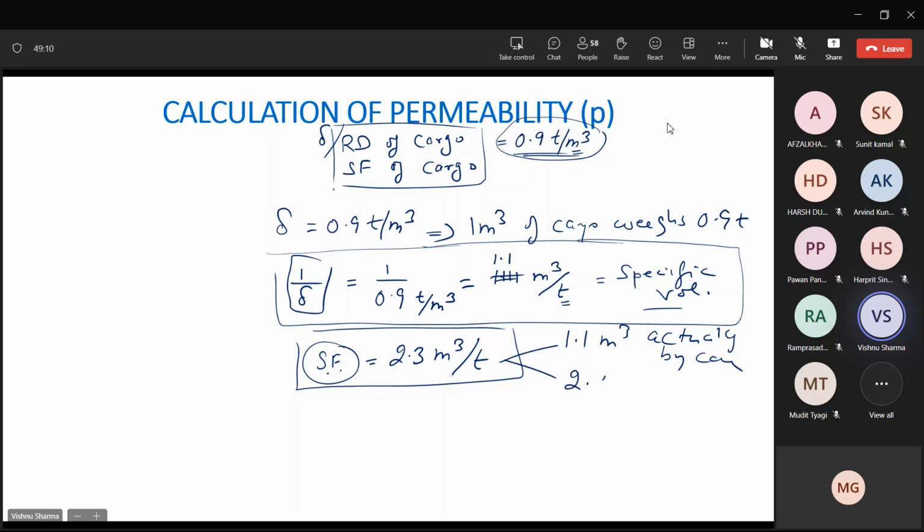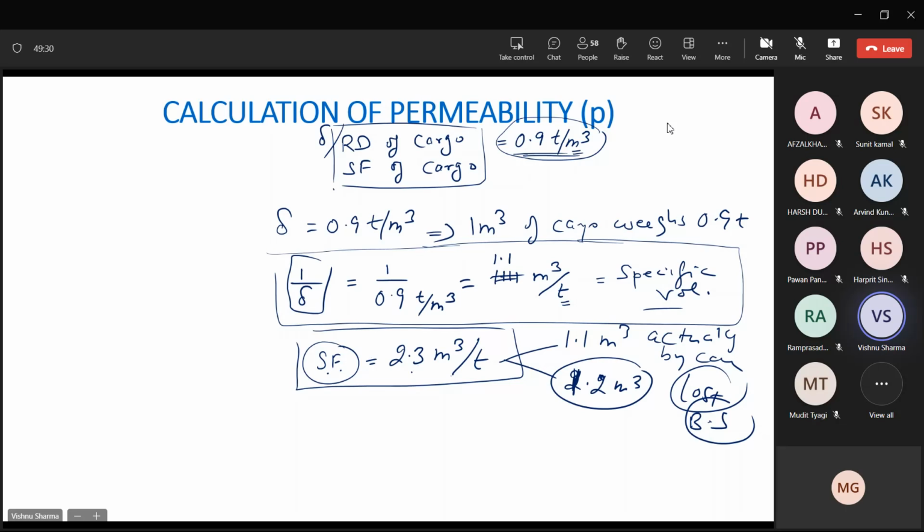The remaining 1.2 cubic meters is broken, is lost, is the space lost. That is your broken stowage. Correct, beta? Do you agree with what I have explained? Yes, sir.